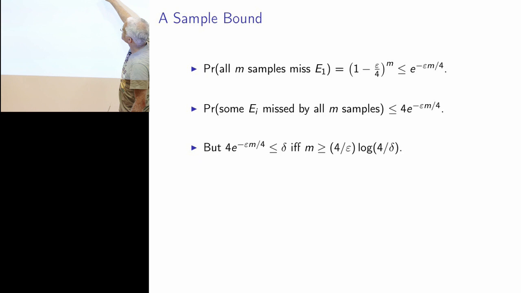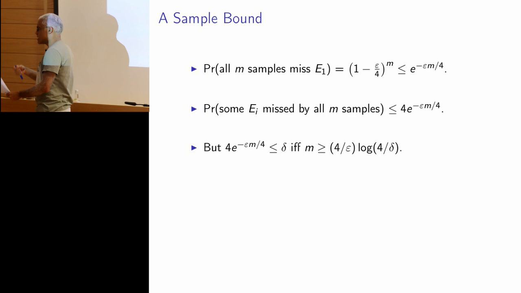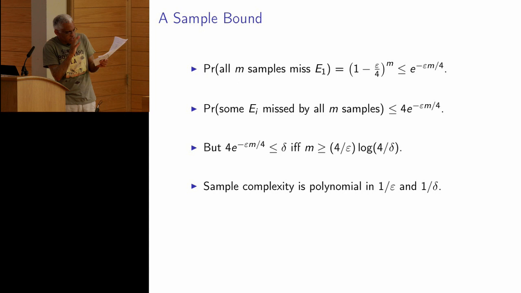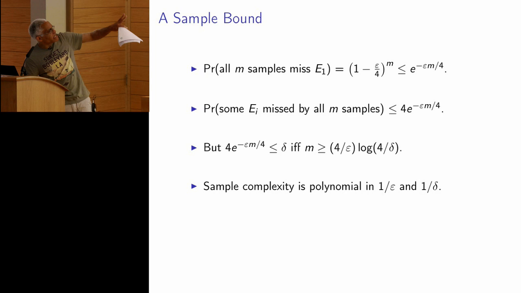Here's a sanity check. The sample size should depend on epsilon and delta. Epsilon is the accuracy of my hypothesis, and delta is the probability that my learning procedure fails completely because I draw a bad sample. But if my sample is big enough, then I'm okay. And this is distribution independent. I didn't assume anything about the distribution.